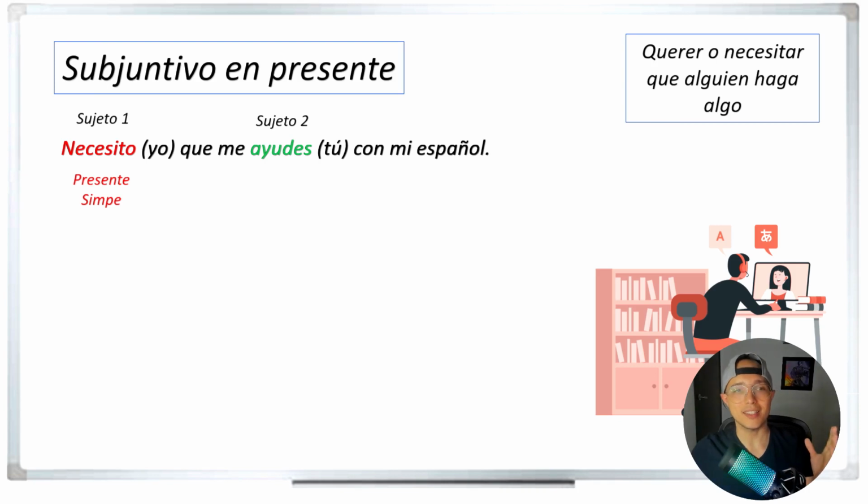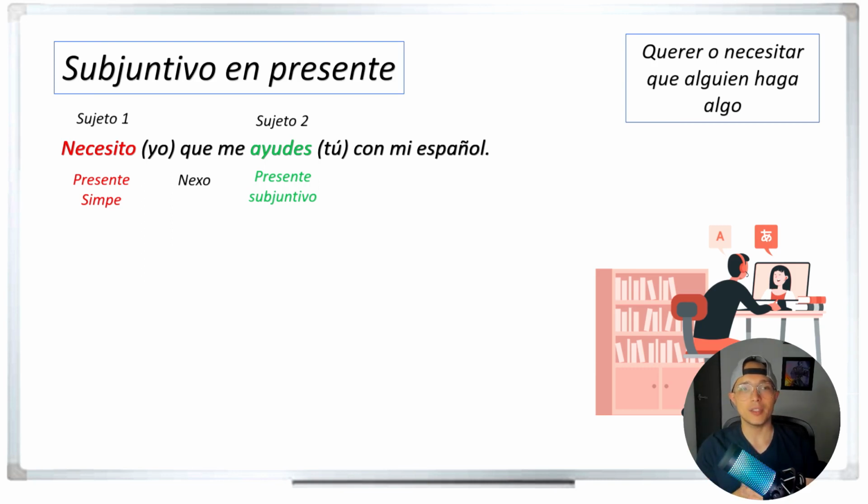Yo necesito. And what do I need? Well, I need that you help me. Necesito que me ayudes. So that is the part that is not real yet, and the reason why we need to use the subjunctive. I don't know if you will help me or not, so I need to put this in another tense. Let's repeat. Necesito que me ayudes. One more time. Necesito que me ayudes. I need you to help me.